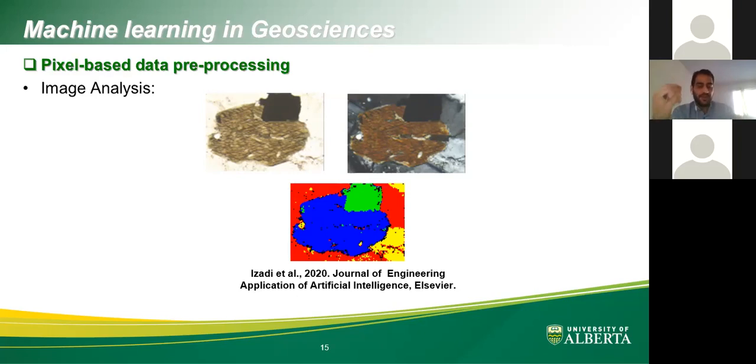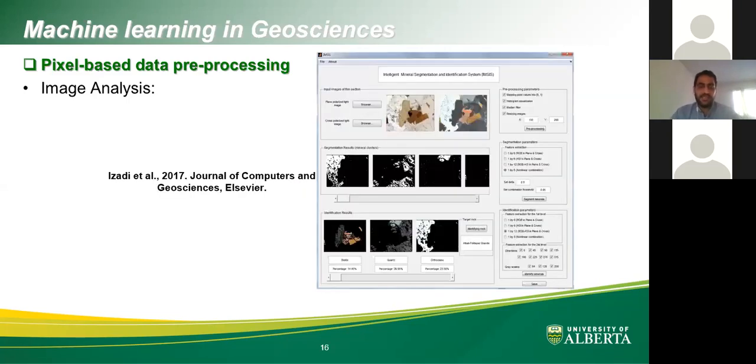For example, here you can see that we segmented the mineral species in the thin section images. The left image is plane polarized light, and the right image is cross polarized light. You can see that we segmented the minerals inside the thin section, and you can see the details of our algorithm in the paper that I noted in the presentation. And this is our software that we developed in my 2017 paper submitted to the Computers and Geosciences journal. This means image analysis. Okay, we want to extract something from the images. I mean, we converted pixel-based information to vector-based information. Okay, it means image analysis, which is somehow machine vision.